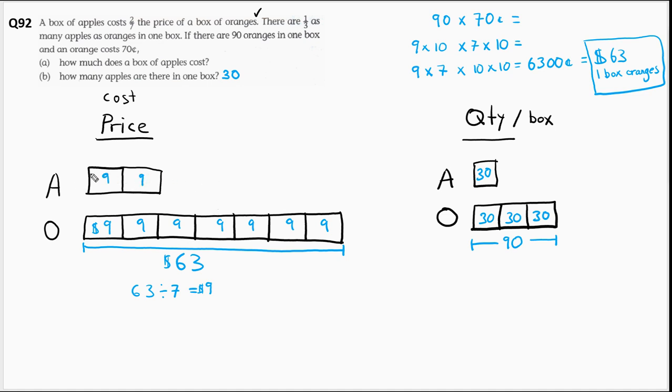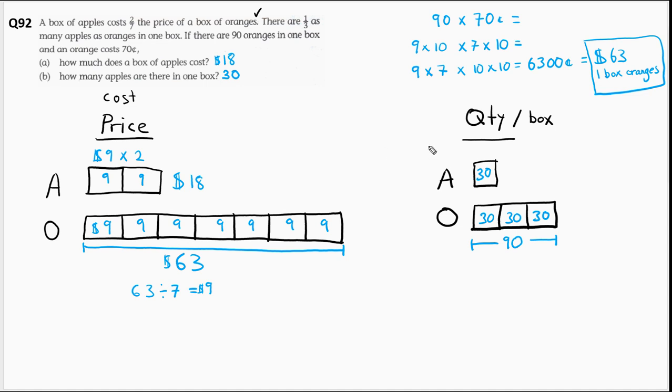So what can we do? Well, we know how much a box of oranges costs. What were we asked? How much does a box of apples cost? Well, we can just see that's 2 times 9. So $9 times 2, which of course is $18. Nice and easy.